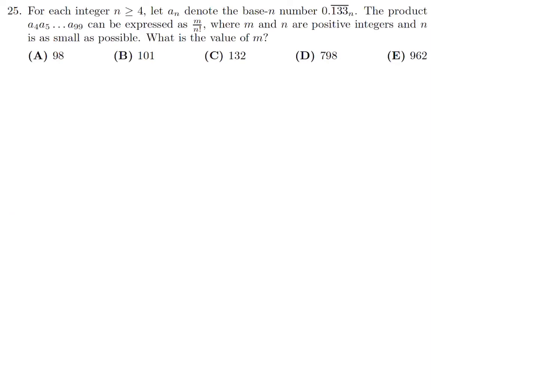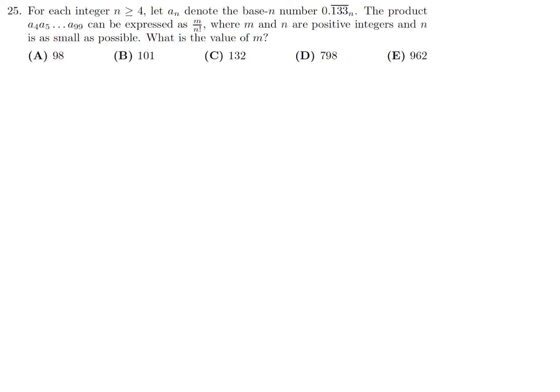For each integer n greater than or equal to 4, let a_n denote the base-n number 0.133 repeating, in base n. The product a_4, a_5, ..., a_99 can be expressed as m over n factorial, where m and n are positive integers, and n is as small as possible. What is the value of m?